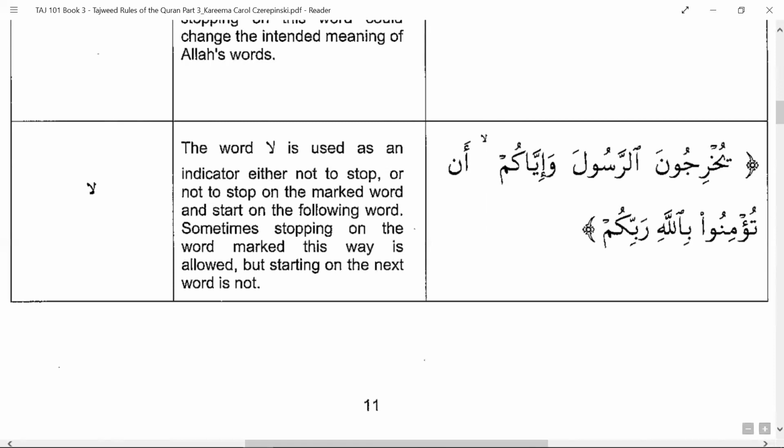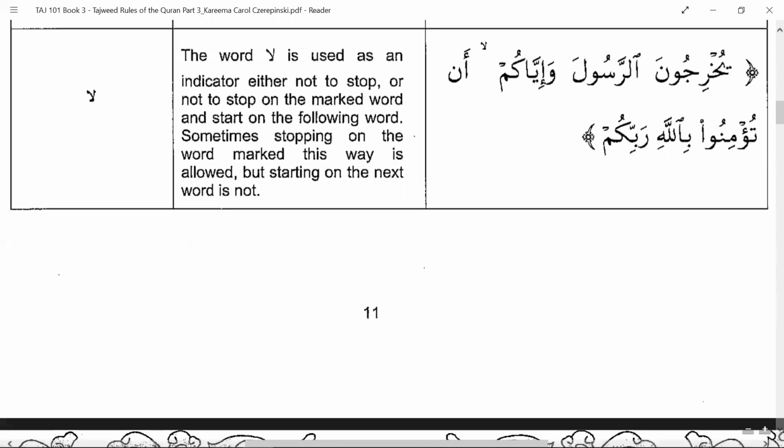So what you need to do, if by chance because of breath or sneezing you stopped here, you don't continue from the next word. You have to go back and then continue, because this place is la. You cannot stop here. And sometimes stopping on the word marked this way is allowed, but you cannot start on the next word. You have to go back.